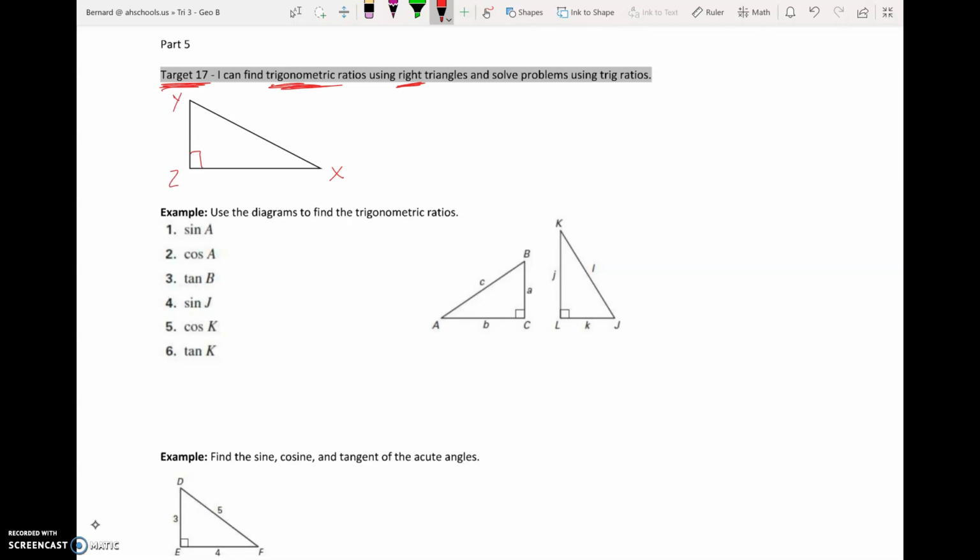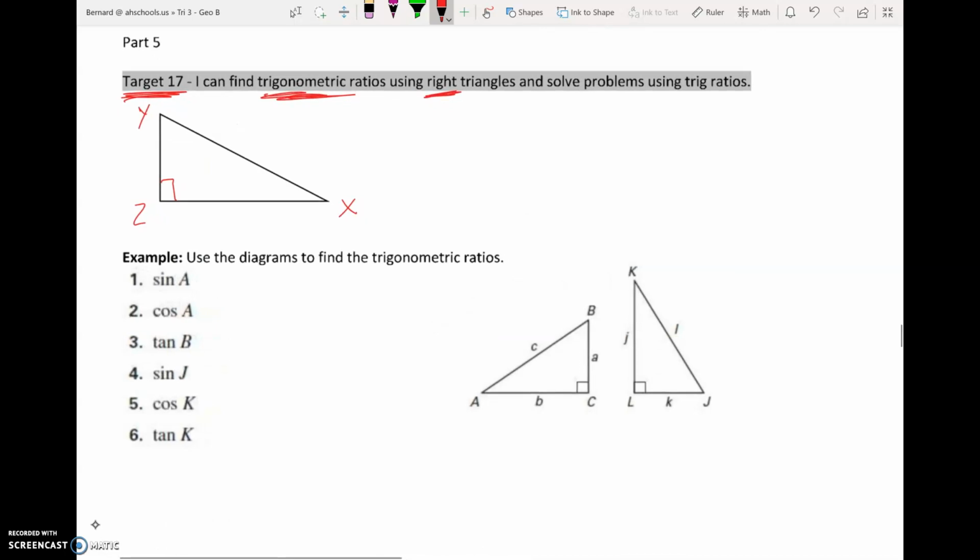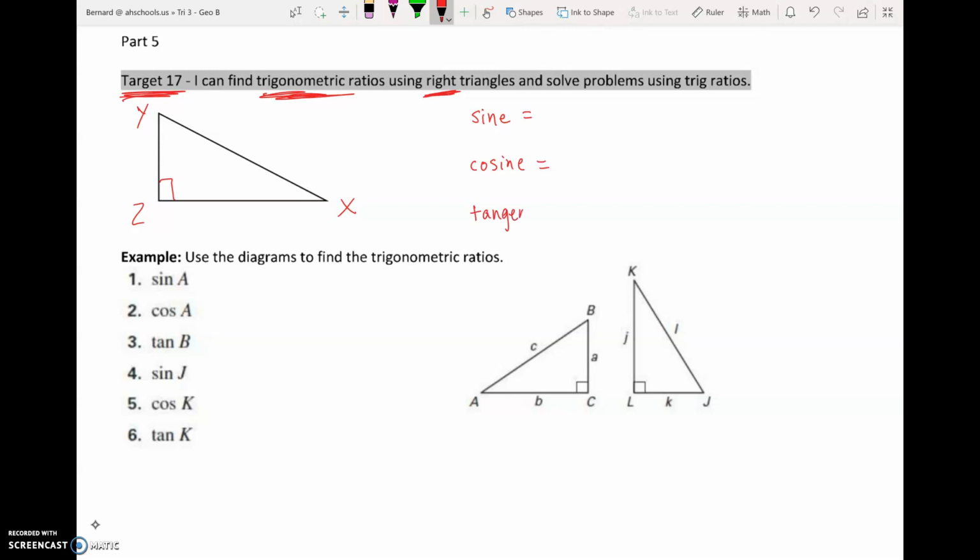And so basically here's the idea. There are three different ratios we want to talk about today. One's called the sine. And the sine is a ratio, and a ratio is just a fraction. We'll talk about what that fraction is in just a second. The second one is a cosine. Again, that is a ratio, meaning a fraction. We'll talk about that in a second. And the third one is a tangent.